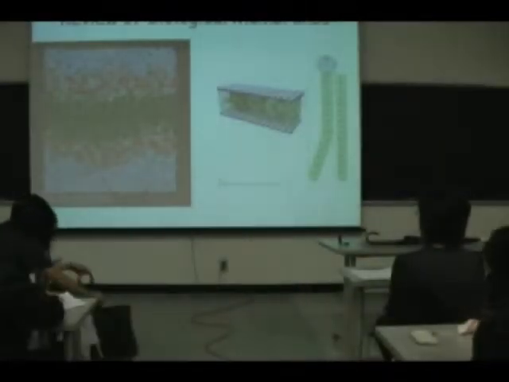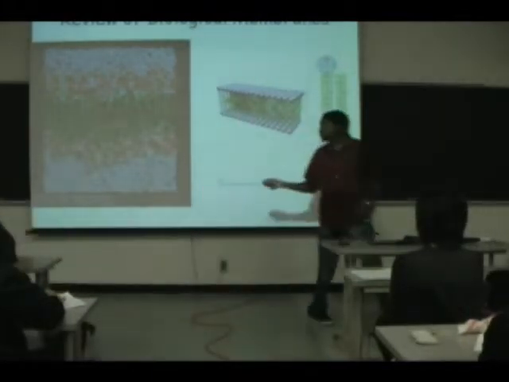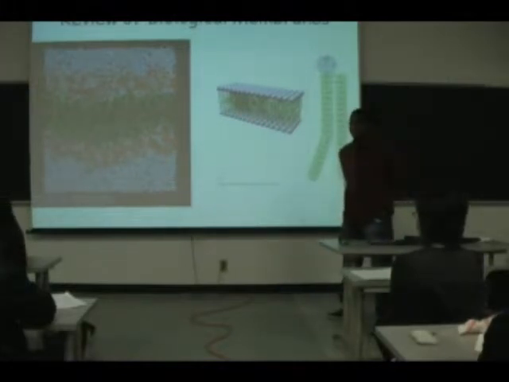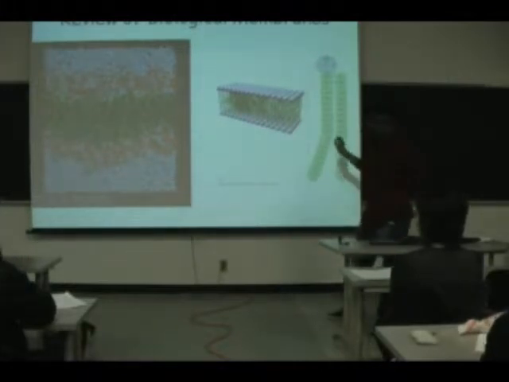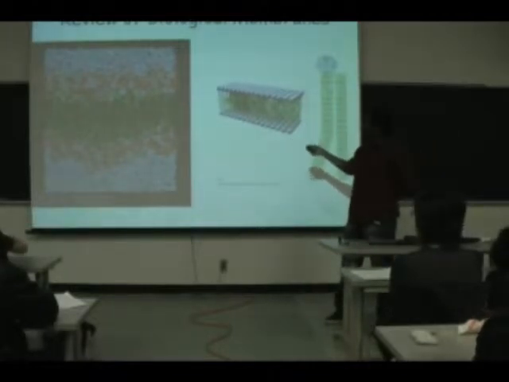Biological membranes. So, what is the main component? If we look at this molecule here, what is the main component of a biological membrane? What's the name of this molecule here? Phospholipid, right? The biological membrane is two layers of phospholipids.